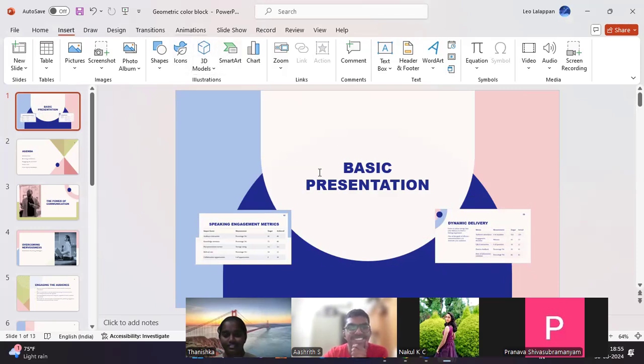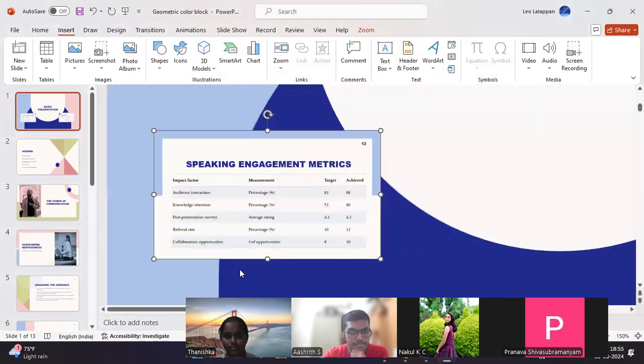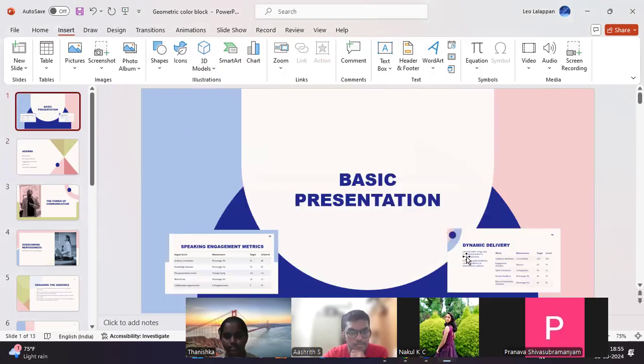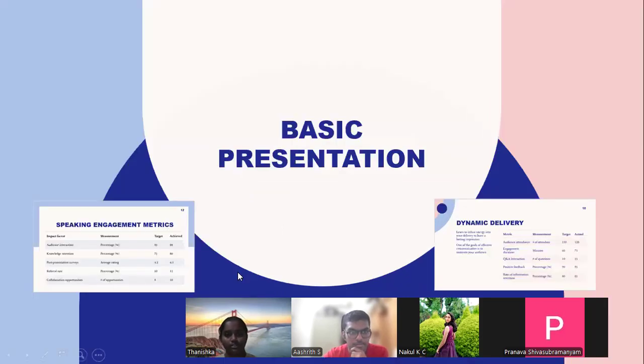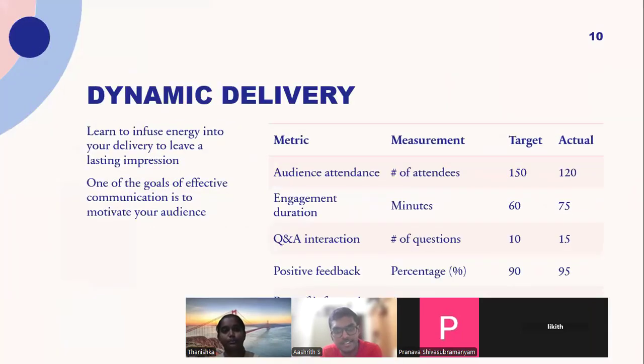Okay, so now I took Zoom and clicked on slide zoom, and I selected two of them. This is slide number 10 and slide number 12. So I will just go to slideshow and see what it is. Which should I click first? Nakul, left or right? Which one do you want? I assume he said the right one. Okay, right. So we'll click on the right one.